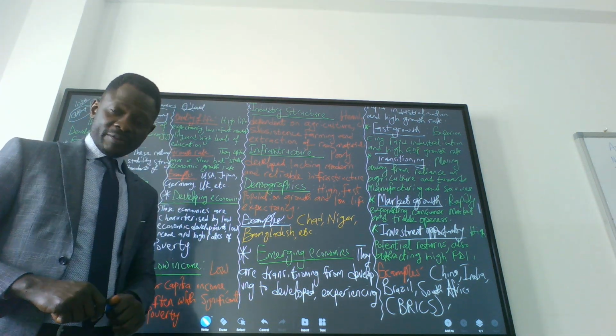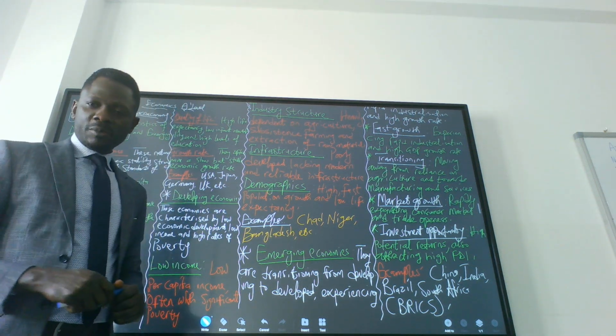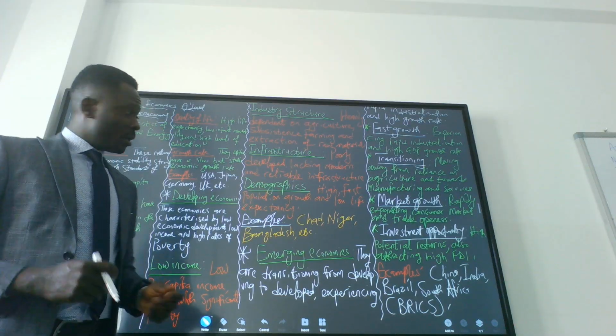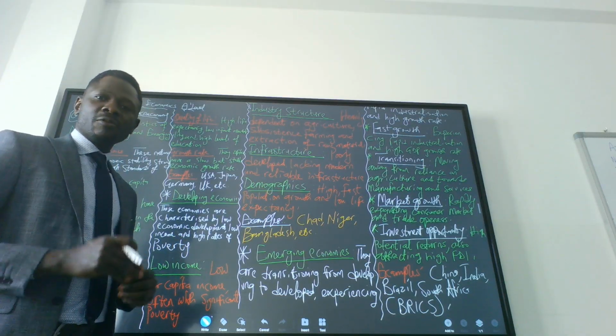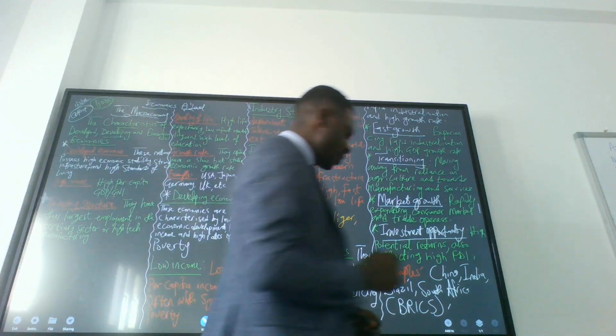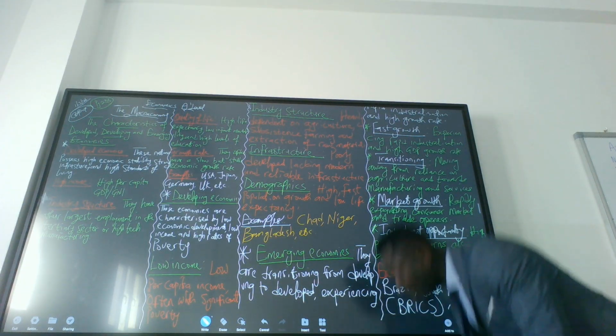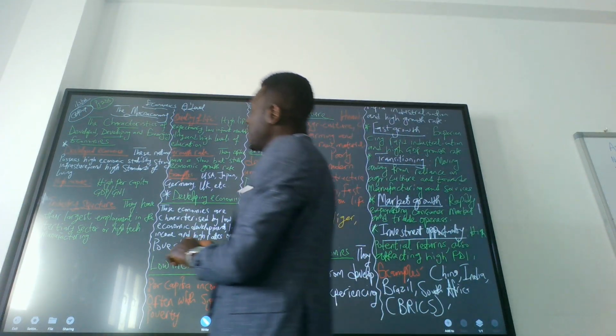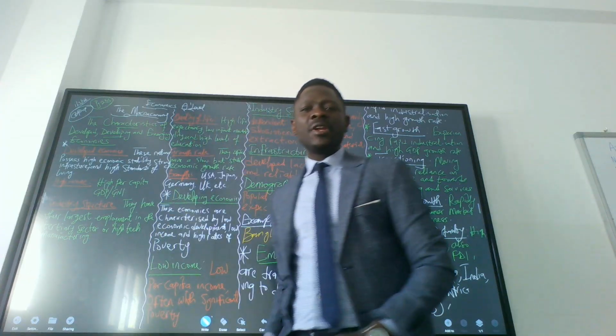Continue with economics A level, still the macroeconomy. Today we're going to talk about the characteristics of emerging, developed, and developing economies. So we're going to start with developed economies. Why do we call them developed economies?